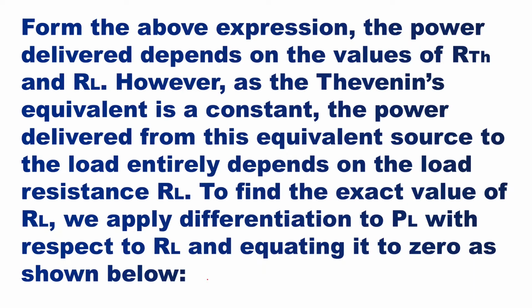Now from the other expression, the power delivered depends upon the value of RTH, that is the Thevenin's resistance, the effective resistance, and RL, that is the load resistance. However, as the Thevenin's equivalent is a constant, the power delivered from this equivalent source to the load entirely depends on the load resistance RL. To find the exact value of RL, and this is important, we apply differentiation to the load power PL with respect to RL, and equating it to 0, we can get the exact value of RL.